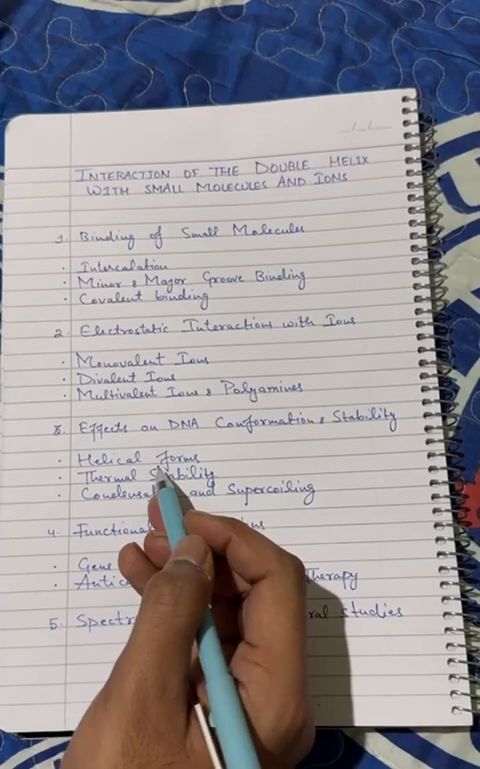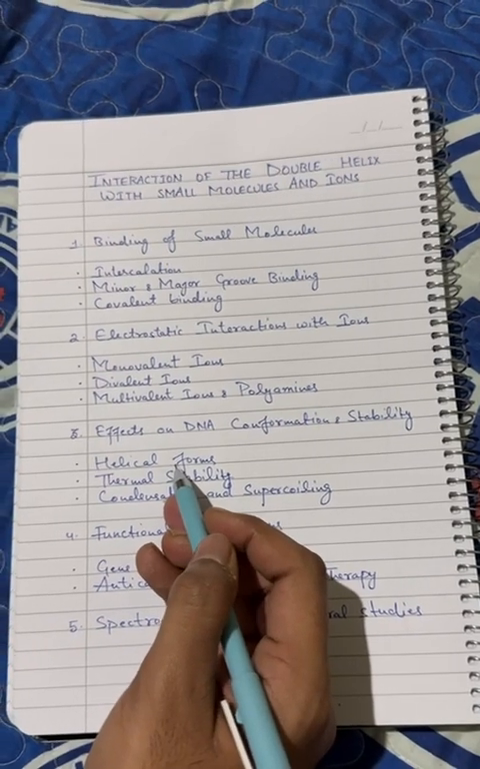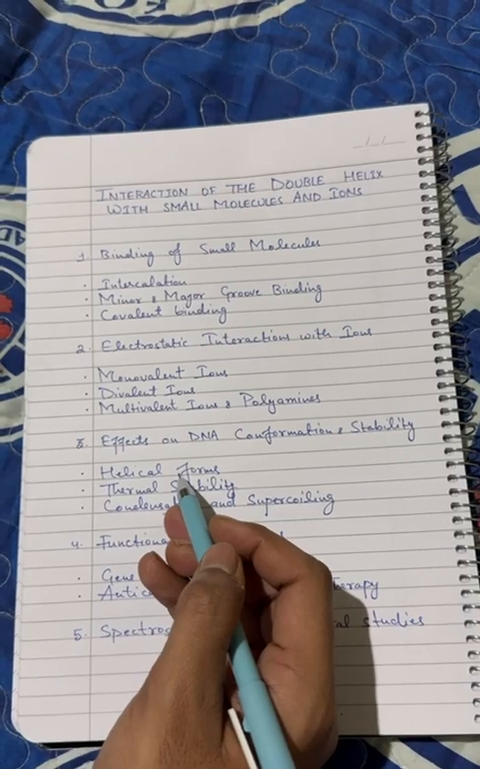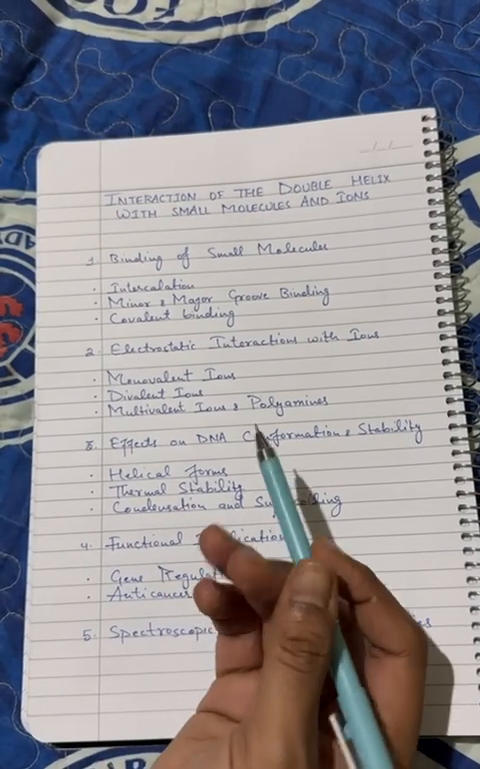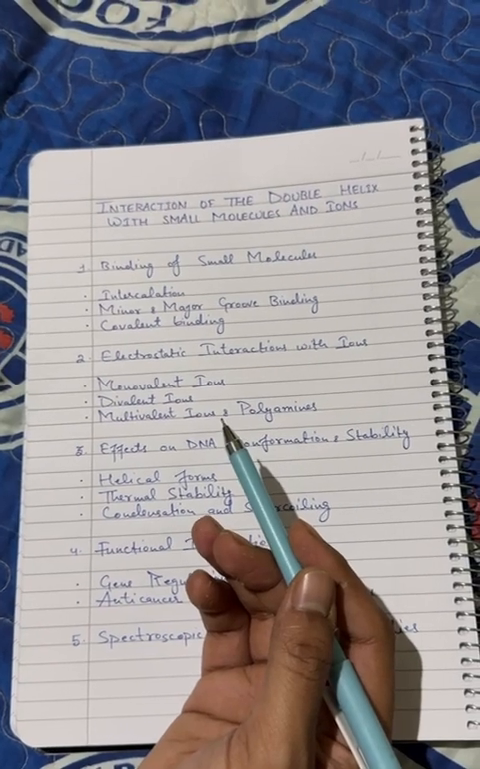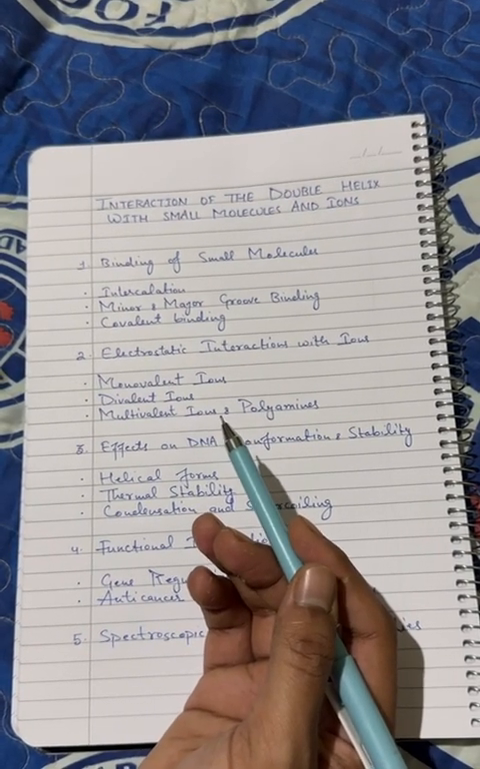Now, effects on DNA conformation and stability. Helical forms. The interaction with ions and small molecules can shift DNA between its various helical forms. For example, high salt conditions can favor the formation of Z-DNA, a left-handed helical form with unique properties.